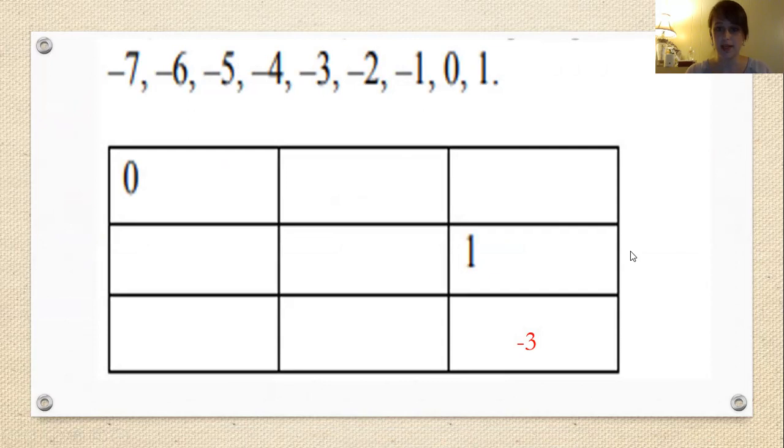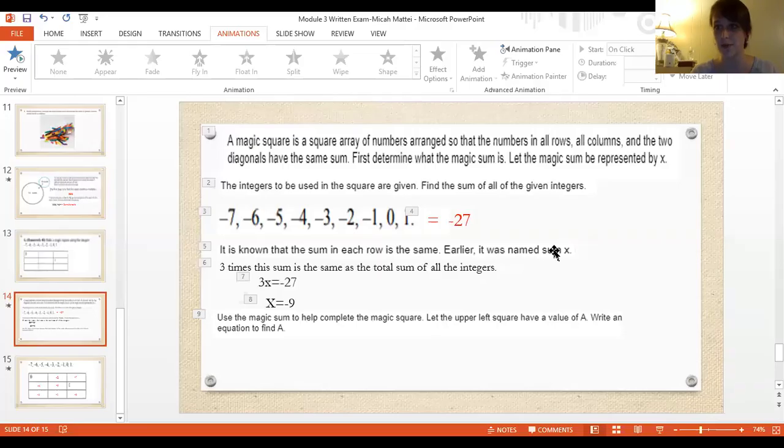So I started filling in the blanks here. -7 plus 1 plus -3 is -9. -4 plus -6 plus 1 is -9. 0 plus -4 plus -5 is -9. -2 plus -6 plus -1 is -9. You can see how each row across equals -9 and each column down equals -9. That's our magic number, which makes this the magic square. It's just kind of fun, you know, and I like to have fun with math, believe it or not. So that is my written exam for Module 3, and I will see you next time.